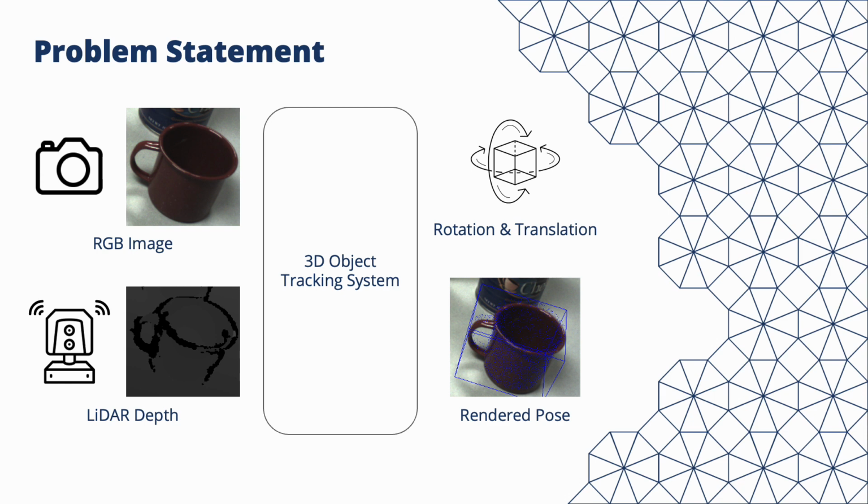3D object tracking predicts the actual location of the object in real-world 3D space, even showing the object rotation and translation to its local coordinates. The 3D object tracking system aims to predict the 6 degrees of freedom rotation and translation of a target object using RGB image and LiDAR labs as multimodal inputs.